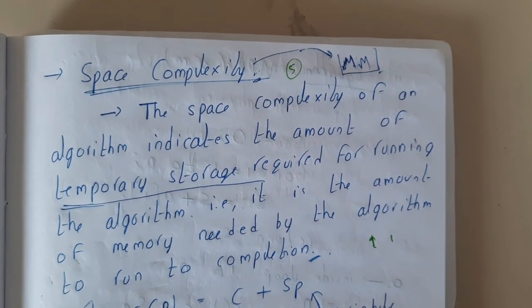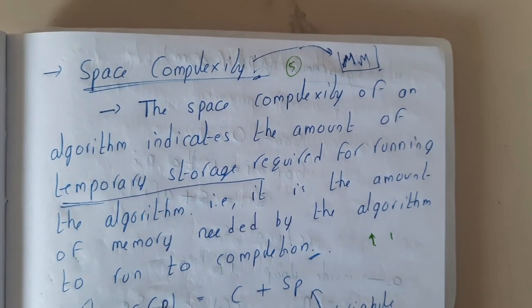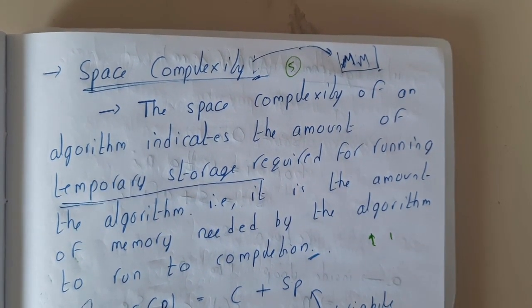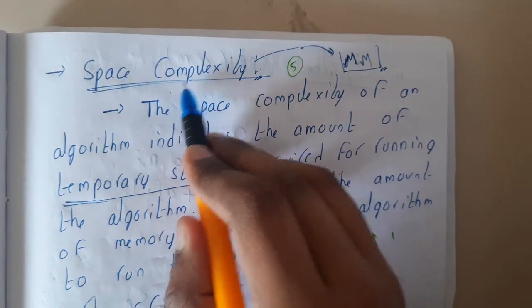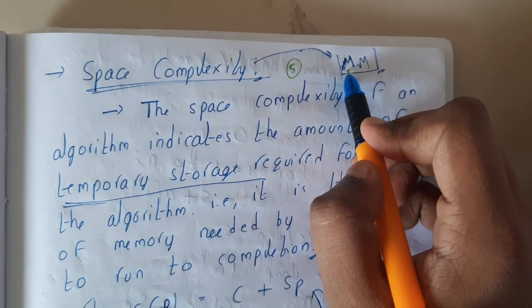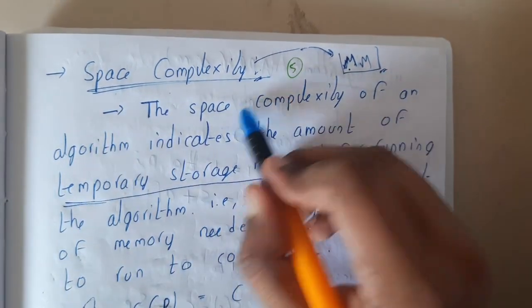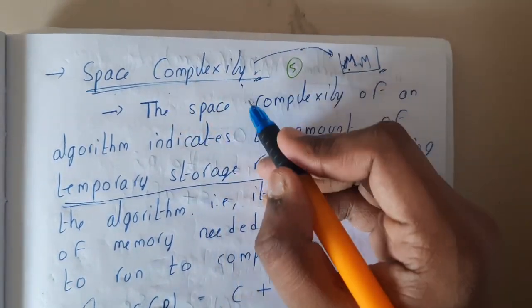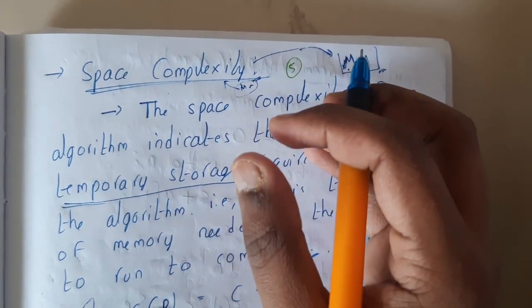In this lecture, let us go through space complexity. Once you hear the word space complexity, please remember the word main memory. Space complexity is all about main memory, because whenever a program is executing, that program will be brought into the main memory. So the main memory space is what the program will be consuming.